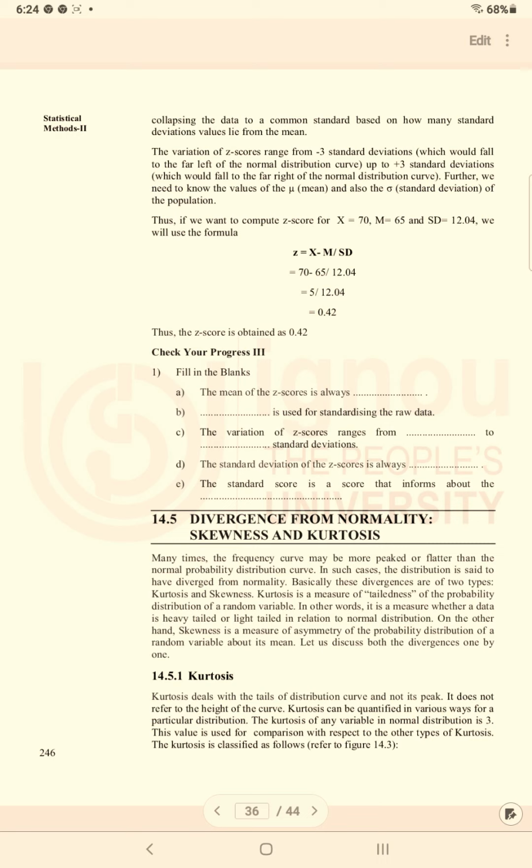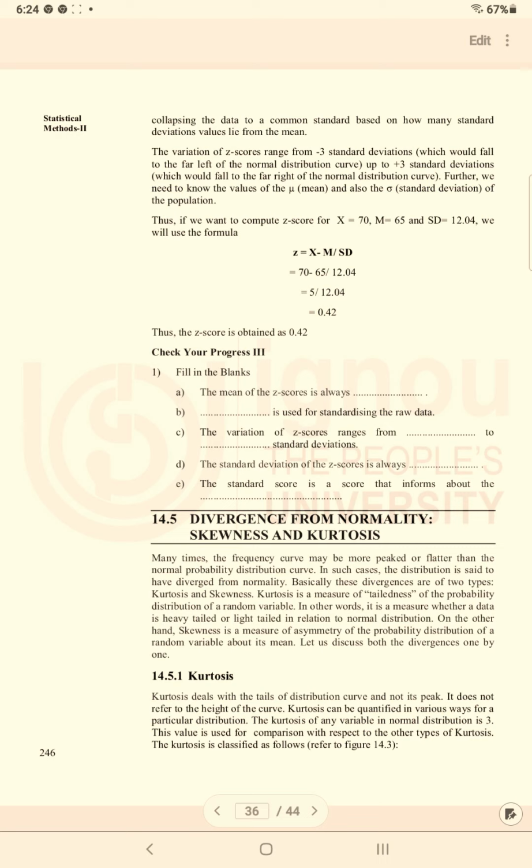Check your progress. Divergence from normality: skewness and kurtosis. Many times, the frequency curve may be more peaked or flatter than the normal probability distribution curve. In such cases, the distribution is said to have diverged from normality. Basically, these divergences are of two types, kurtosis and skewness.